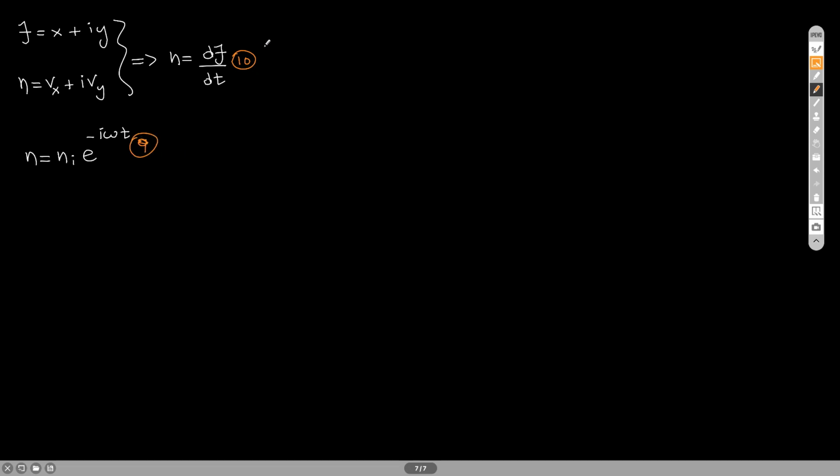So repeating, this is 9. From 9 and 10, d xi over dt equals eta initial e to the minus i omega t, and I will write d xi is equal to eta initial e to the minus i omega t dt.